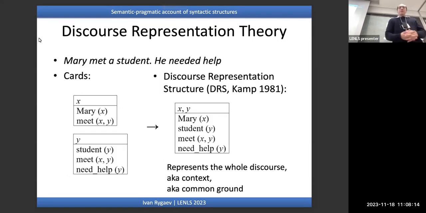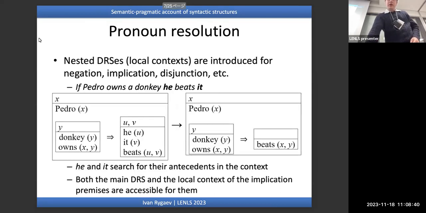And then comes discourse representation theory, which combines those cards into one big representation called DRS, discourse representation structure, which represents the full discourse at the point of conversation, which is like the context and the common ground. The DRSs can be mapped into one another when we have certain logical operators like negation, implication, and disjunction.